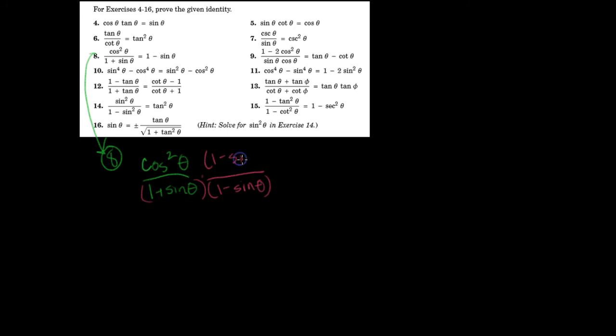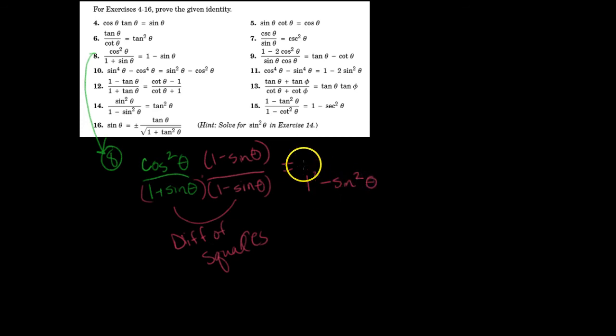So I'm going to multiply by the conjugate of this, and the reason I do that is because I know it's the difference of squares down here. If you have something plus another something times something minus that same something, I know that it's equivalent to the first something squared, which is just 1, minus sine squared theta. And then on the top, I'm not even going to multiply that. I'm just going to leave it as cosine squared theta and 1 minus sine theta.